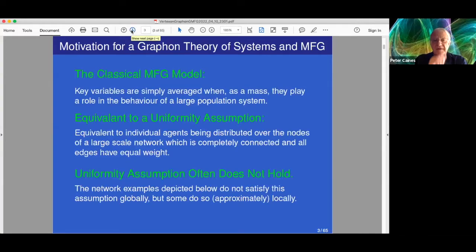So the classical MFG model is such that key variables are simply averaged when, as a mass, they play a role in the behavior of the large population systems under consideration. If we think of the individual agents being distributed over the nodes of a large-scale network, then this corresponds to the network being completely connected and all the edges having equal weight. So this uniformity assumption often does not hold.